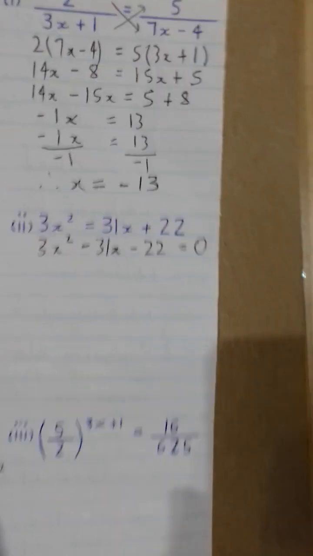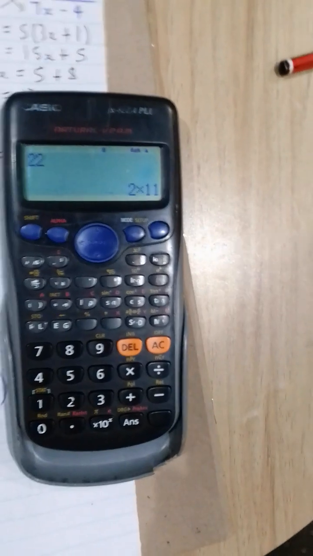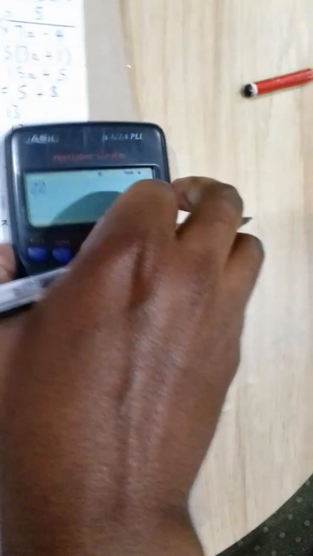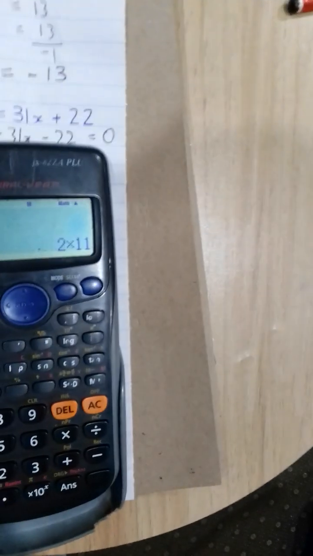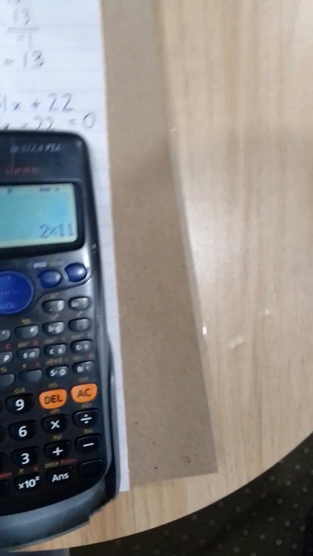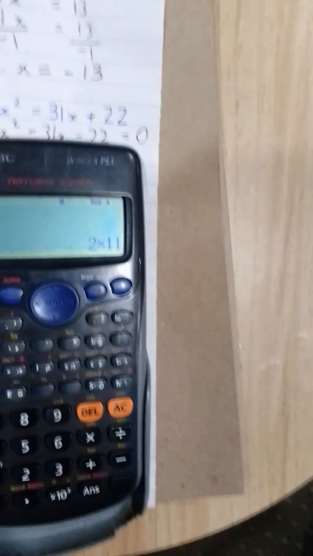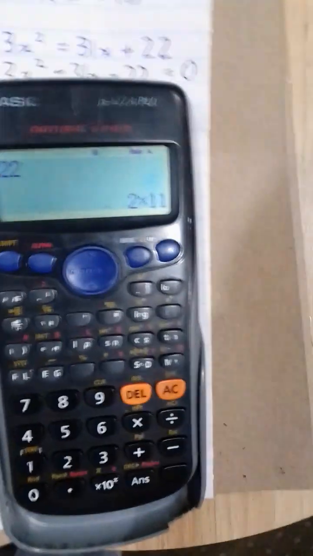Now can we factorize this? 22 is 2 times 11. 3x squared is 3x times x. 3 times 22 is 66. 3 times 11 rather is 33. 33 minus 2 is 31. So we can factorize it.